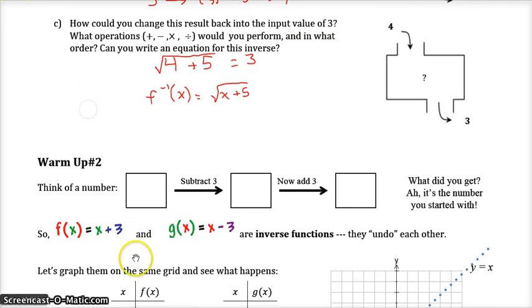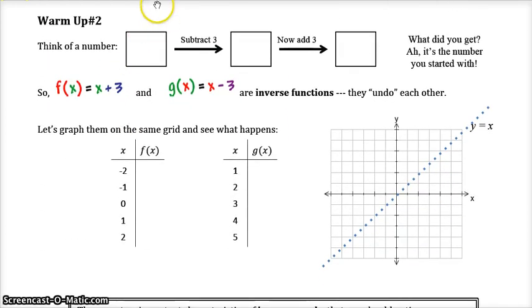Okay, warm-up number 2. Think of a number, subtract 3, now add 3. What happens? Think of any number. How about 7? Subtract 3, we get this. Now add 3, we get that. Oh, sorry, that was silly. Add 3, we get 7. Guess what? We get the same thing back.